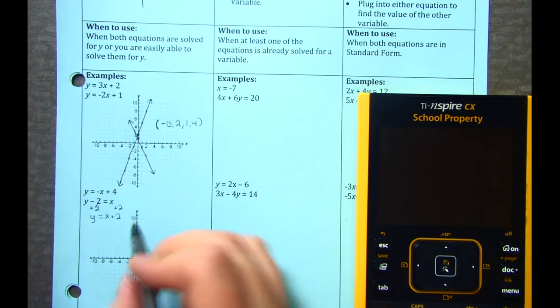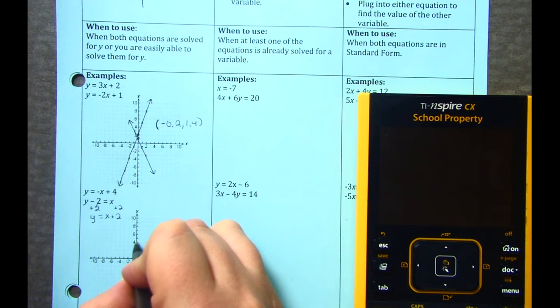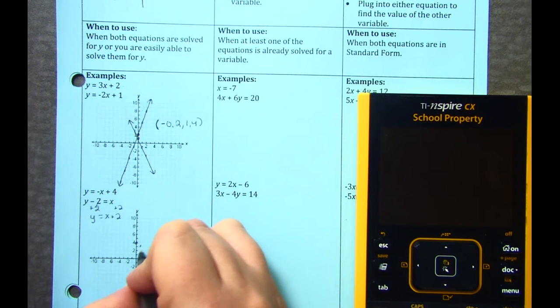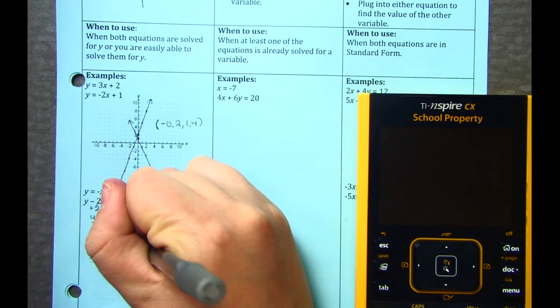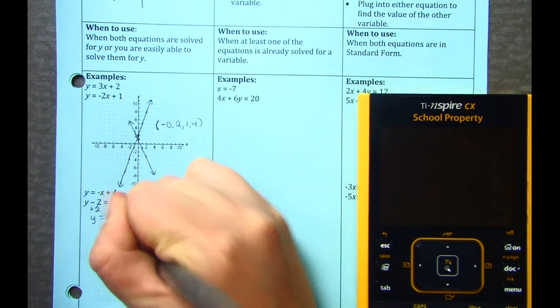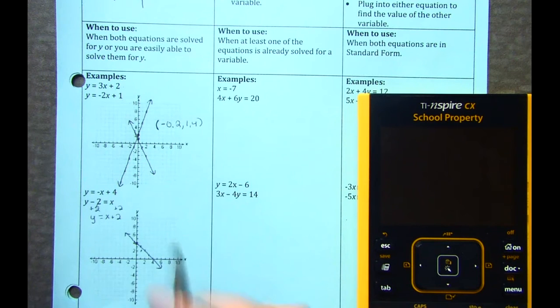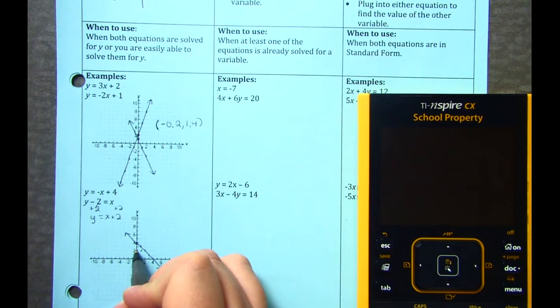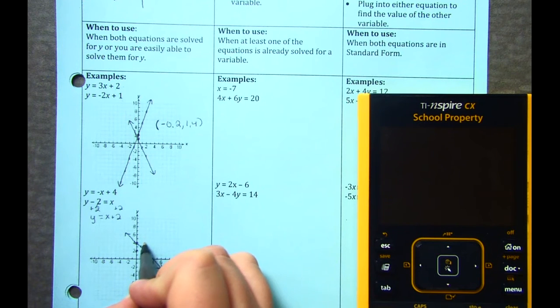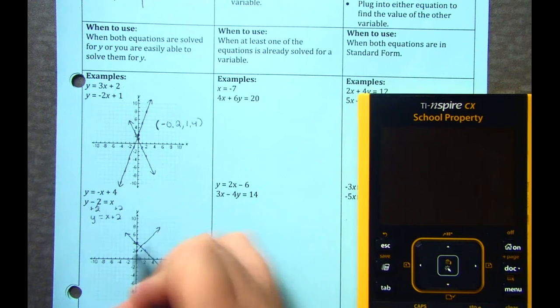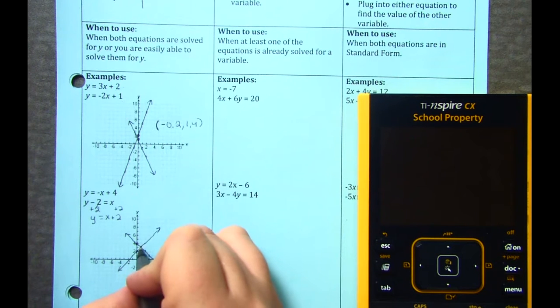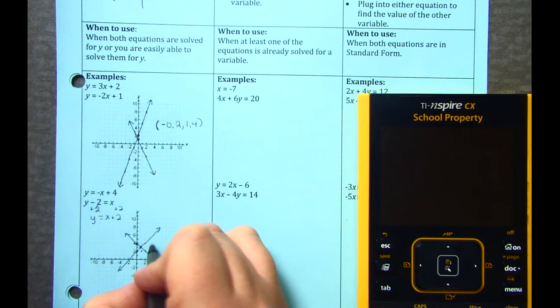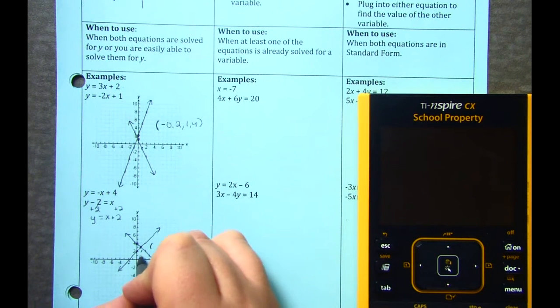So I have a positive 4, and then I go down 1 over 1, down 1 over 1. So it looks like that. And this one, I started at positive 2, and I go up 1 over 1, up 1 over 1. So it looks like that. Now here, it's a little bit easier to tell where they cross. Looks like they cross right here at the point 1, 3.